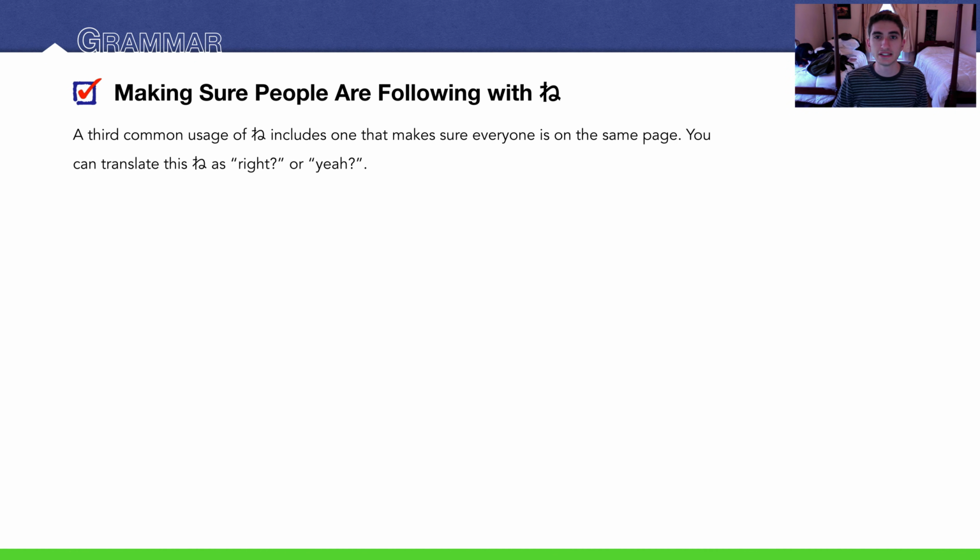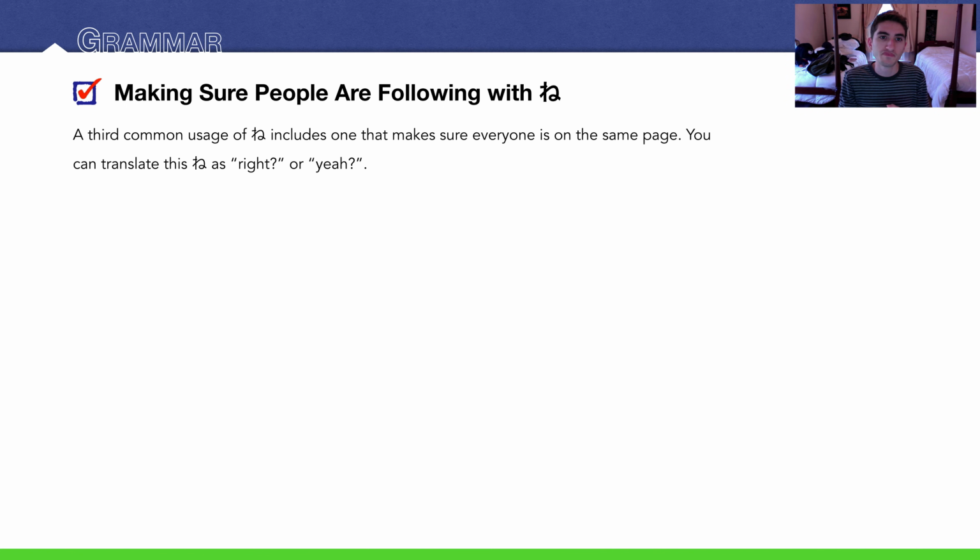And then our final grammar point is another usage of the sentence ending particle ne. All right. This one is just making sure people are following what you're saying. Some textbooks call this a confirmation ne, but I hate that title for it because it can sound like you don't know exactly what you're talking about, so you're asking someone with ne to confirm. That's not what's going on with this ne.